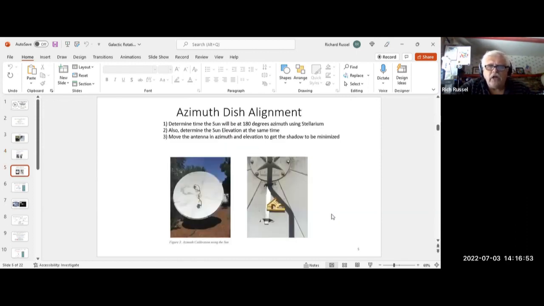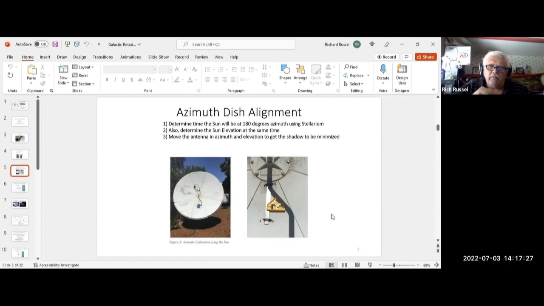Okay, dish alignment. I did what I thought was a modern way, but I didn't know another way to get alignment on the dish. If you take Stellarium and look at when the sun's going to be at basically 180 degrees, you figure out the sun is at 180 degrees and what the elevation of the sun's going to be. And so what I did was align my dish to where I thought that was.